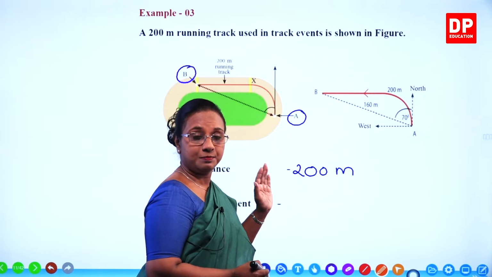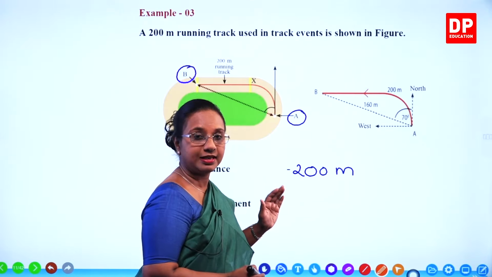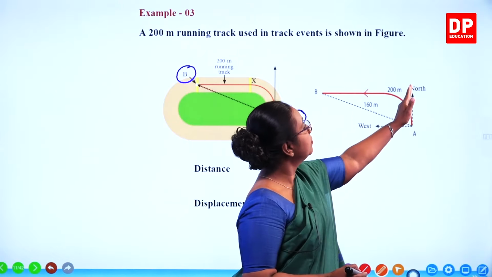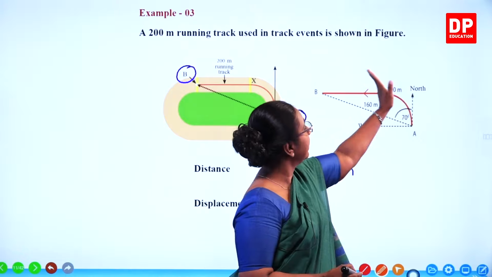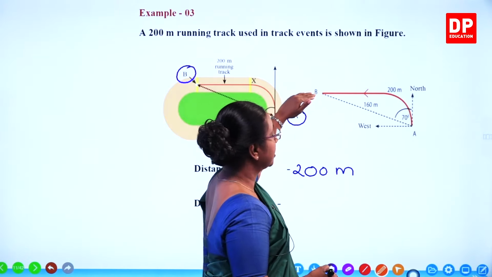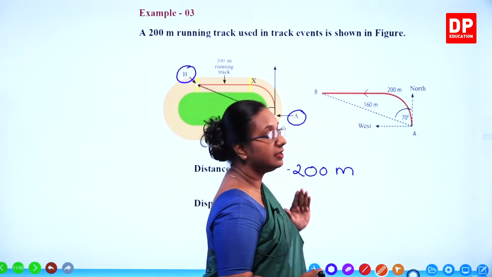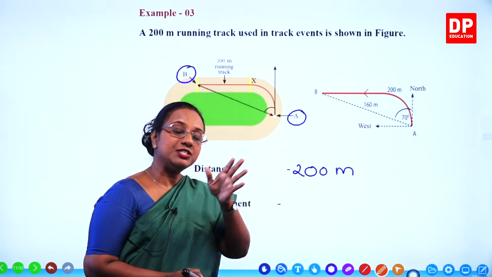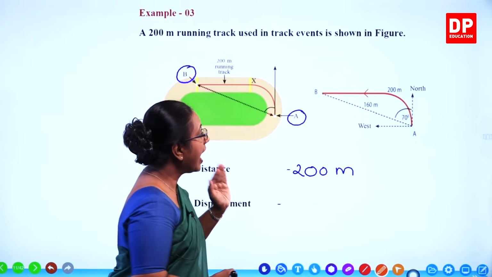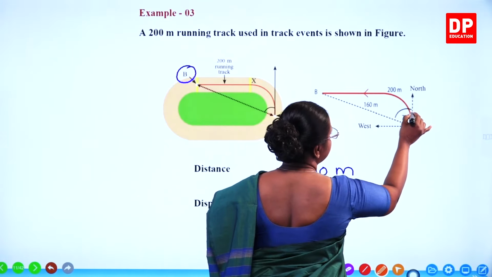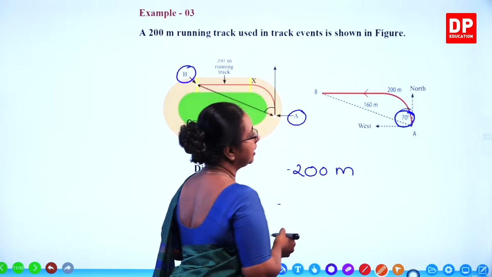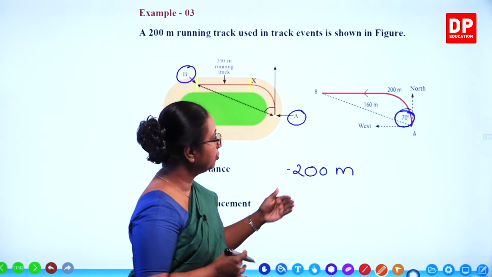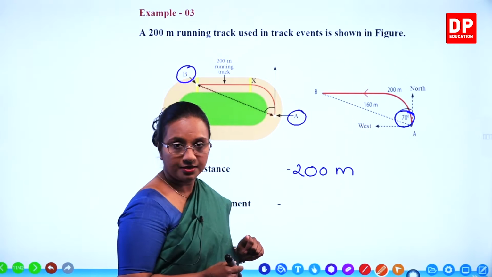But when the athlete is running, they will start from point A, move towards north and then take a turn and move towards the west and finally reach point B. So here there is a change in direction and also, as you can see, the angle in which the direction change occurs has been given to you as 70 degrees.